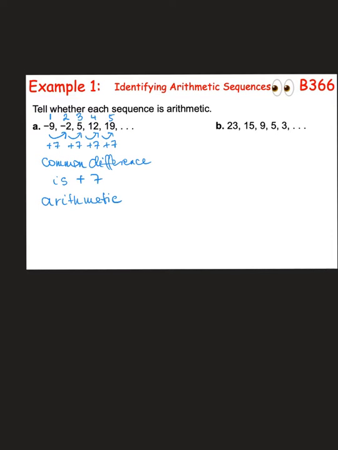Now let us look at the second one. The second one again, the first term is 23, the second term is 15, third term is 9, fourth term is 5, and the fifth term is 3. So let's see if we have the same difference. So in this case, we are subtracting 8. Then we are subtracting 6, subtracting 4, and subtracting 2. So there is no common difference. Therefore, it's not an arithmetic sequence.